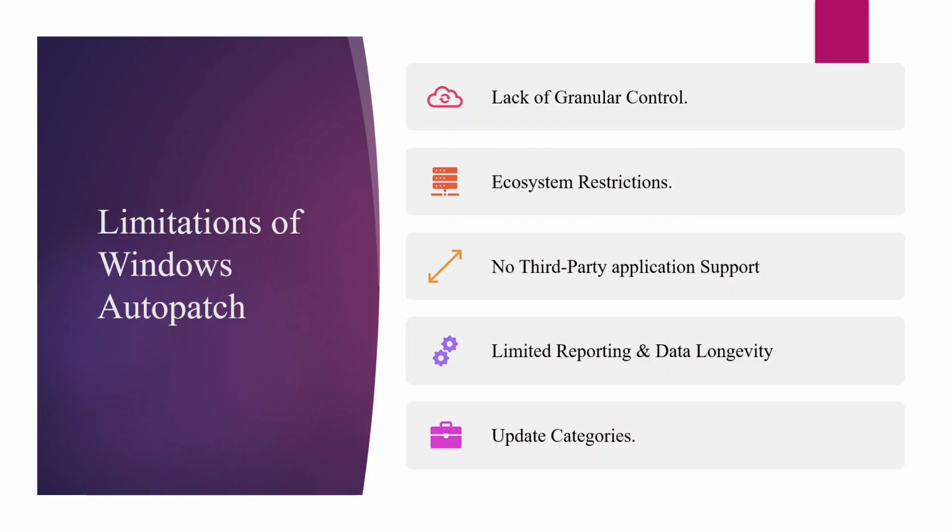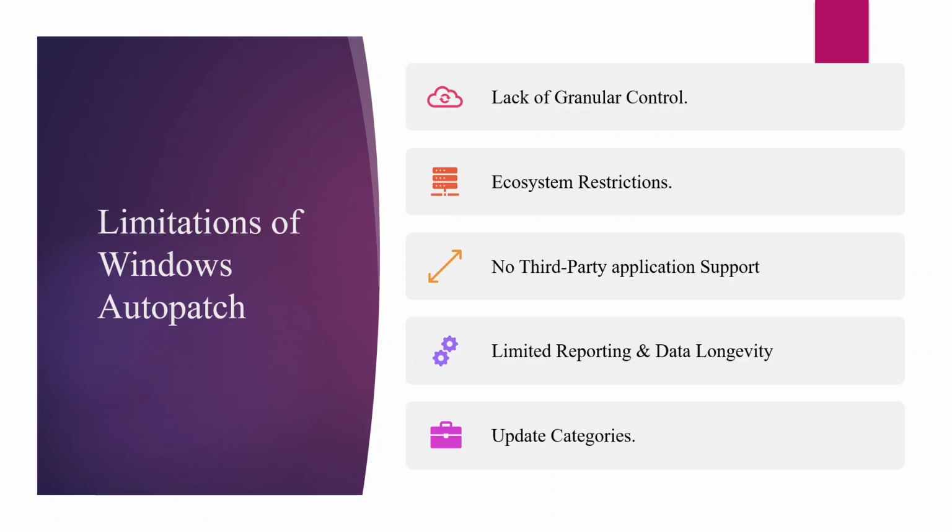Limited reporting and data longevity. Intune and Autopatch have been noted in community discussions to have data retention limits, often up to 90 days, and reporting inaccuracies, making deeper long term tracking harder than the legacy tools that were available, like SCCM. Windows Autopatch restricts its scope primarily to feature updates, security quality updates, and driver updates. Non security quality updates are not deployed using Windows Autopatch.